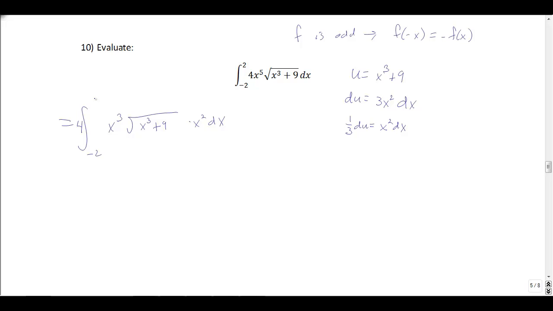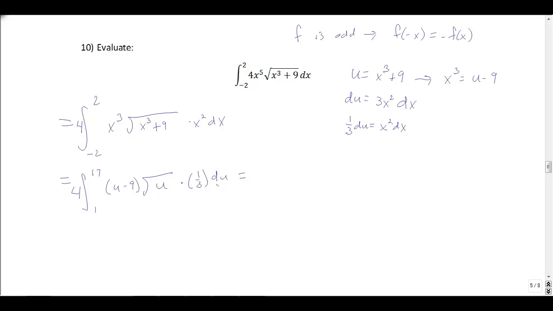So -2 to 2. And then when I sub in, I get a 4. That -2 became the 1, and 2 became a 17. The square root of x cubed plus 9 is the square root of u. x squared dx gives me a 1/3 du. But what about this x cubed? Well, u is x cubed plus 9, and so that means x cubed is u minus 9. We saw this trick, or at least a similar one, a little bit earlier. So I'm going to get a u minus 9 there, and now I can distribute the square root of u to the u minus 9.